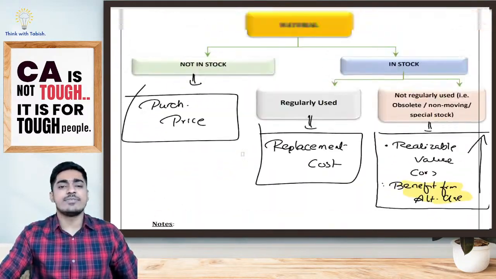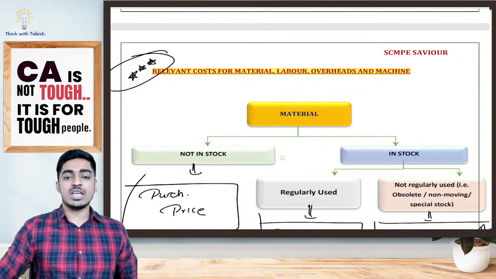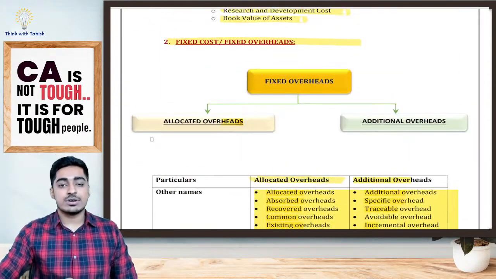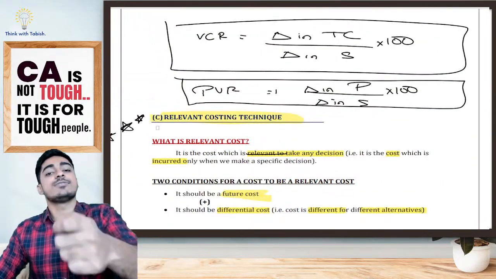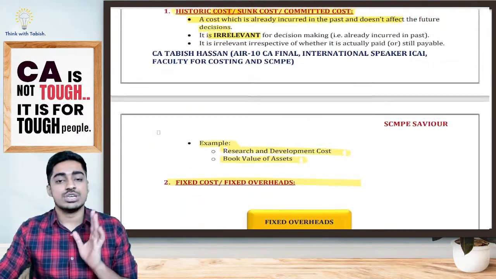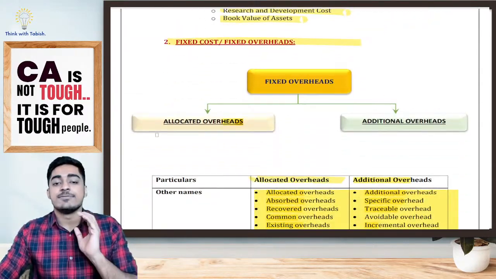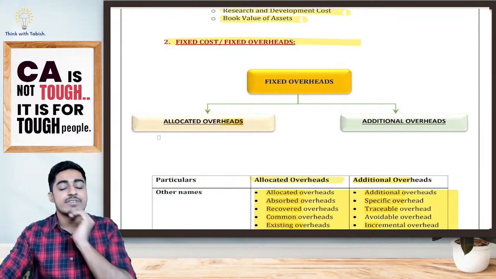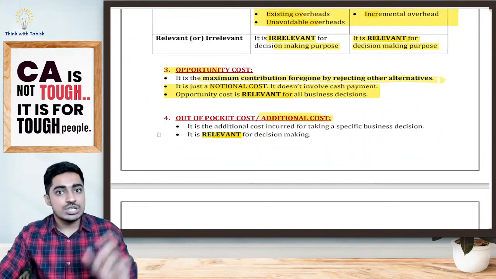Let's quickly have a revision. Firstly, we have told the relevant cost. What is relevant cost? It is the cost which is incurred for taking a decision. Historic cost is irrelevant. Fixed cost, if it is allocated, is irrelevant. Additional is relevant. Opportunity cost is relevant. Out of pocket cost is also relevant.